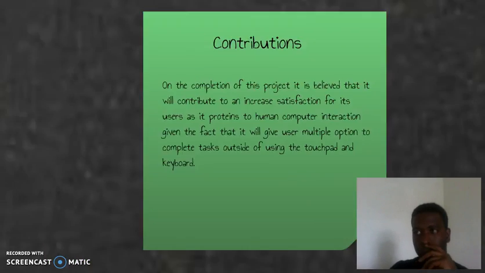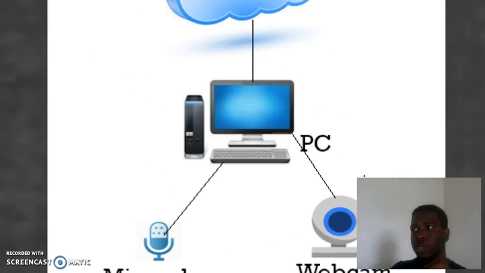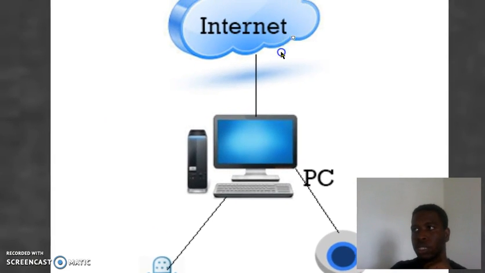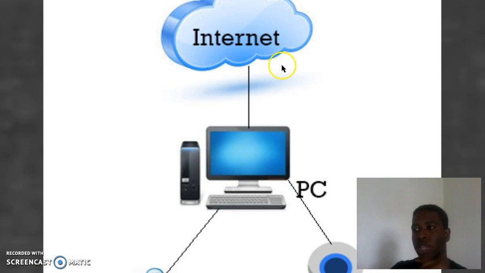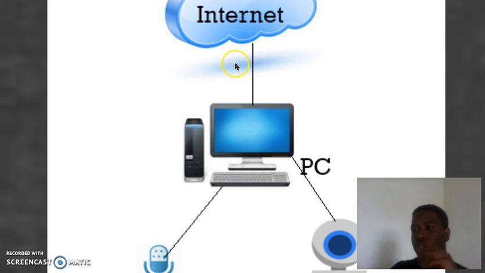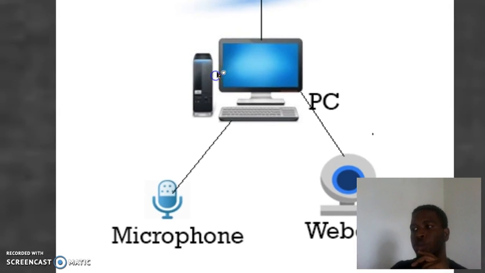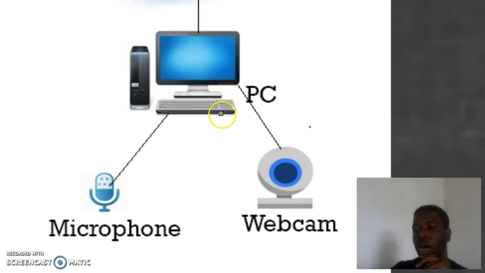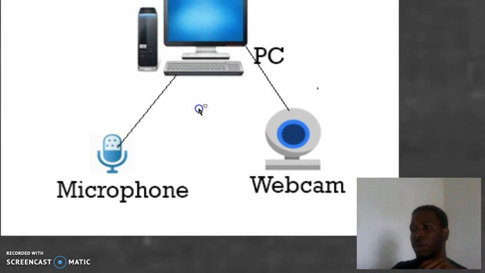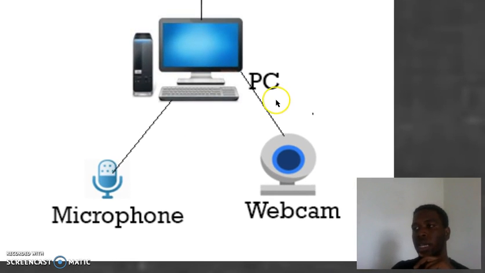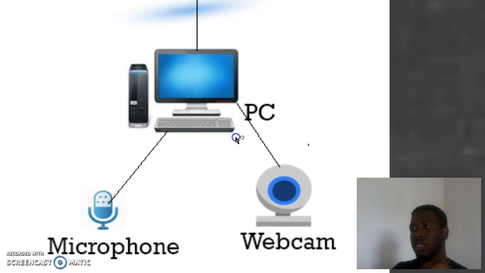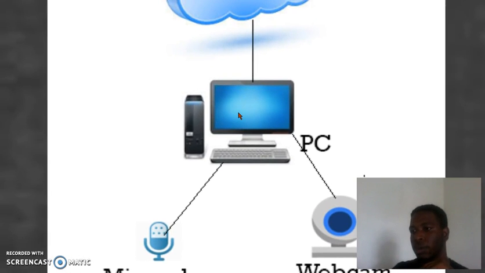Alright, so the system diagram. This is what the system diagram looks like. So you'll have your PC, and it will be connected to the internet, of course. And this PC is required to have a microphone and a webcam to use both features of the application. Now the webcam and the microphone can be internal or external, user's preference.